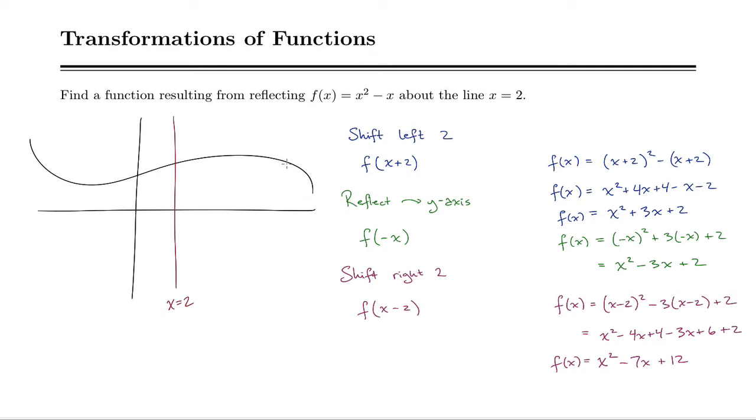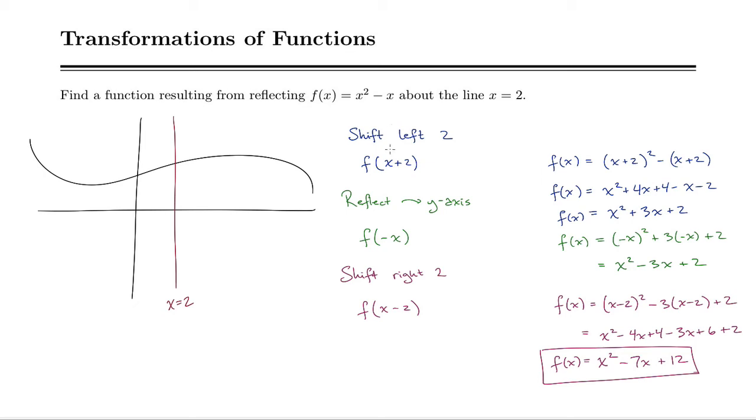Okay, so we took our curve, we shifted it to the left so that we could reflect about the y-axis. We did the reflection and then we shifted back to the right. And so this is our function that results from reflecting this, x squared minus x, about the line x equals 2.